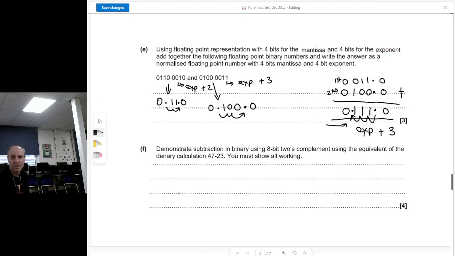Right, so going back, 4 bits for the mantissa, 4 bits for the exponent. So my exponent is 0, 1, 1. So that's my exponent. Label it. Especially as both of these are 4 bits. My mantissa is 0, and I'm going to put my point, and then it's 1, 2, 3. Only got 4 bits.